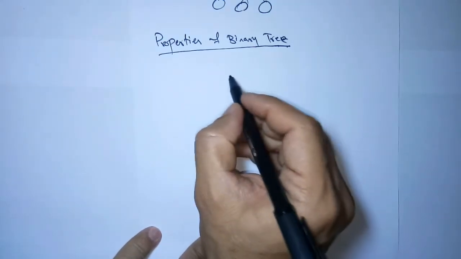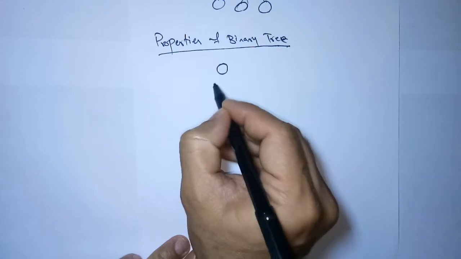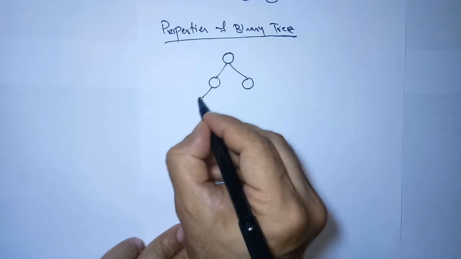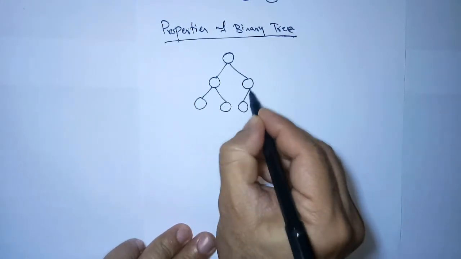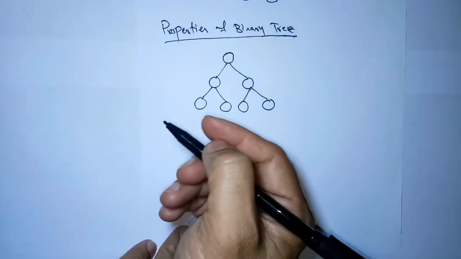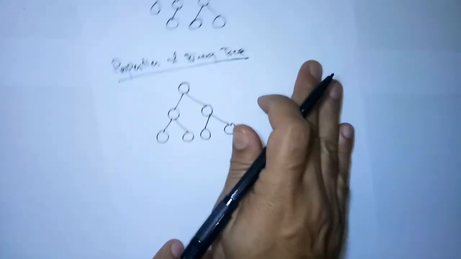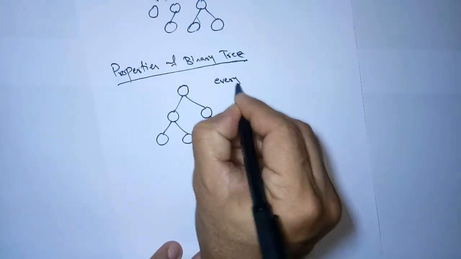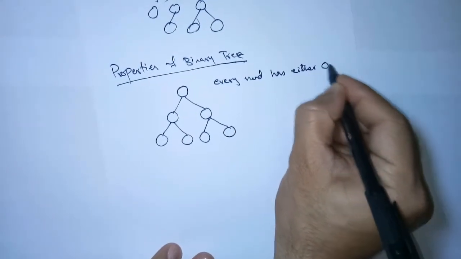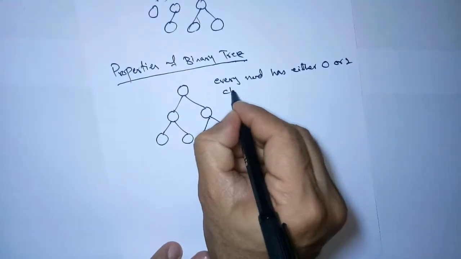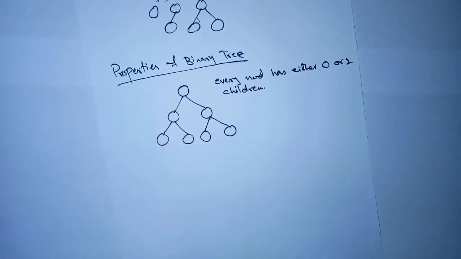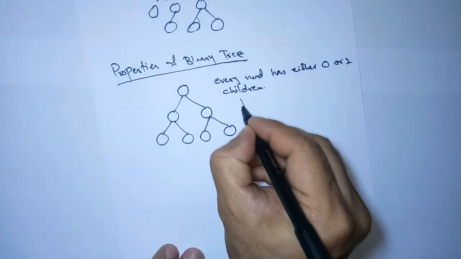So for example, if I have a tree like this, it has children, and then this also has children, if every node has either zero or two children. Let me just write it over here: every node has either zero or two children. If this is true, then this is called a complete binary tree, right?